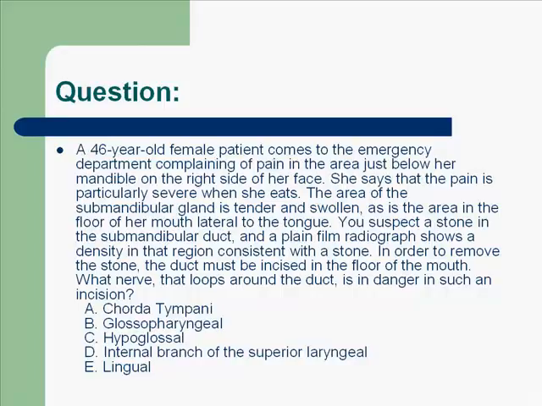The lingual nerve is found in the floor of the mouth, and it wraps around the submandibular duct. So that nerve might be injured as you try to remove the stone from the submandibular duct. The lingual nerve contains sensory fibers for the anterior two-thirds of the tongue and fibers from the chorda tympani that provide taste to the anterior two-thirds of the tongue. All of these sensory components might be lost if the lingual nerve was damaged.